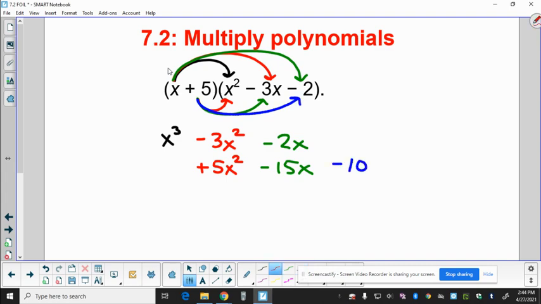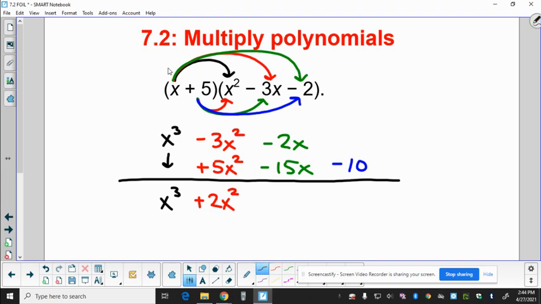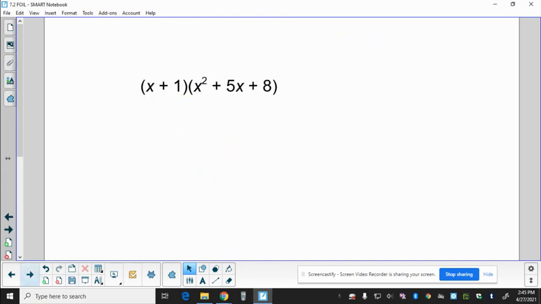Now if I look at this, what I have now is a nicely organized problem where I can combine together like terms. So I drop down this. I've got x to the third. Add together my x squared terms. Put together my x terms. And then this constant term is left there by itself. And the problem's now in standard form and completely reduced. All right, I'd like everybody to try that one.